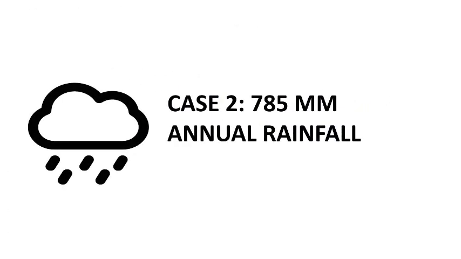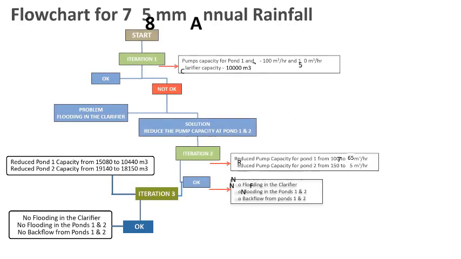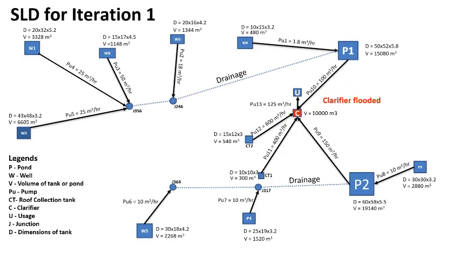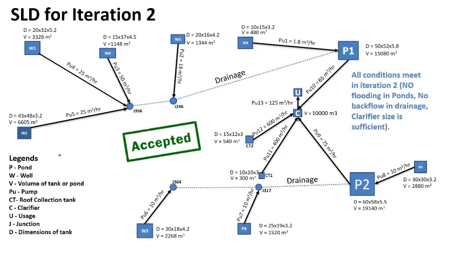In a similar way, for 785 mm average rainfall, we benchmarked the complete drainage network on this specific rain, and we found that it was not okay, and again the clarifier flooded. Therefore, we had to reduce the pump sizes which are coming from the pond, which led to an accepted design.